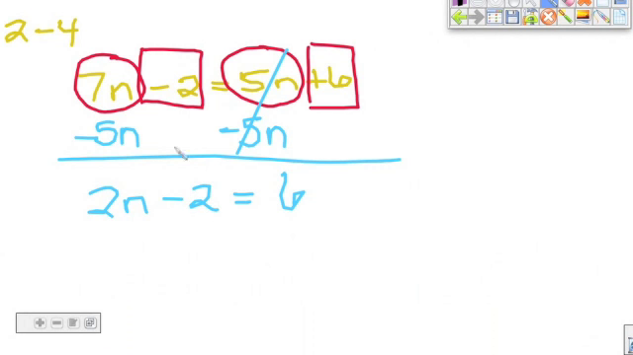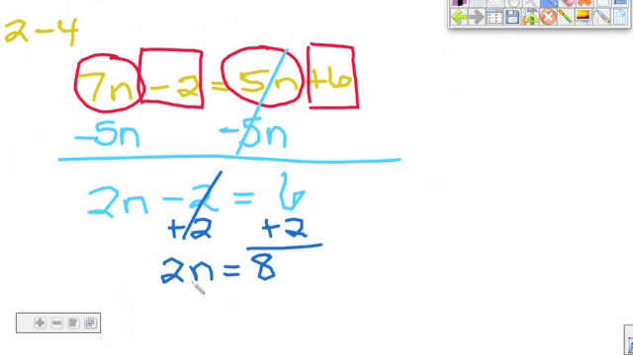Again, dropping down that 2. So now let's do the ones that I boxed originally and combine those. What is the inverse of a negative 2? That is a positive 2. And what I do to one side, I do to the other. Again, this is just to move it over. So we get 2n equals 8.